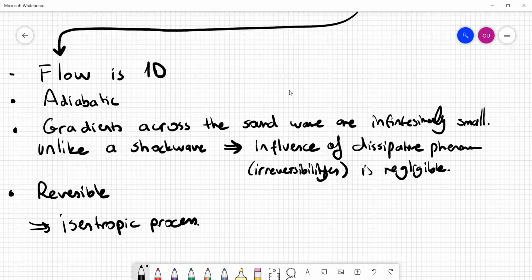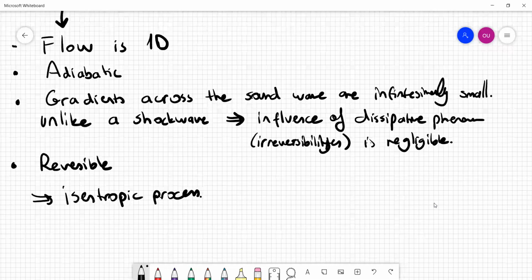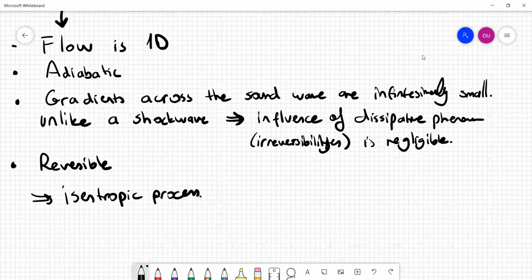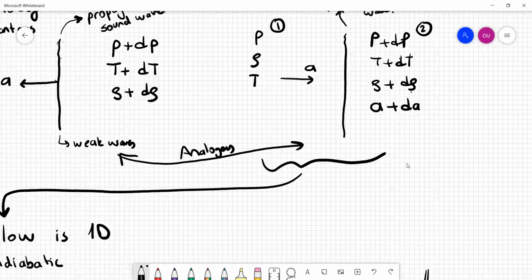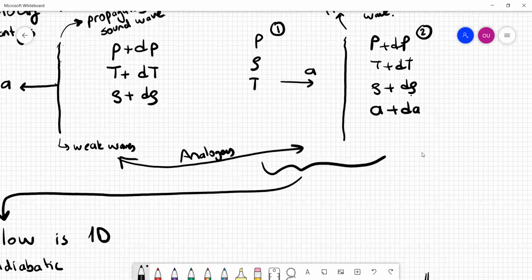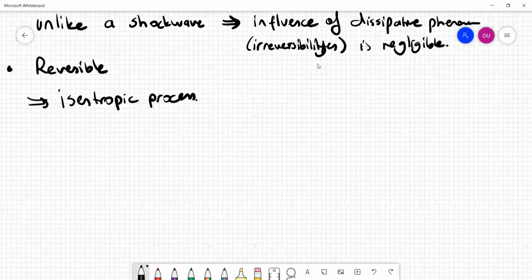It's an isentropic process. Was a shock wave an isentropic process? No, because there are huge gradients and huge changes in all flow properties, and the irreversibilities or dissipative phenomena are not negligible at all in a shock wave. Anyway, so a sound wave is an isentropic process. So the question is, what if we apply our conservation equations like we applied them to a normal shock wave? What if we now apply them to this situation? We take a control volume around the sound wave, apply mass, momentum, and energy conservation, and let's see what we get, keeping in mind that now this is an isentropic process.